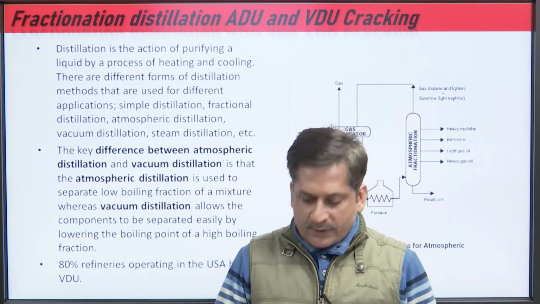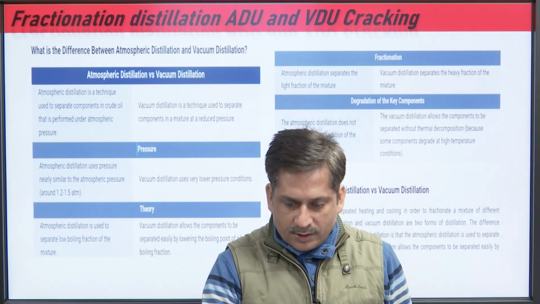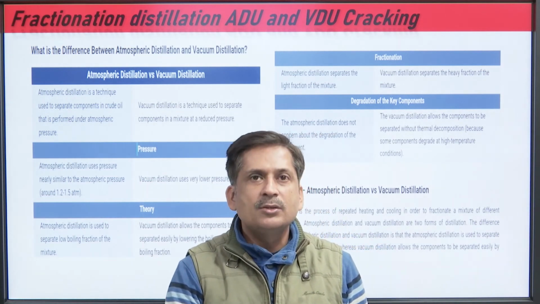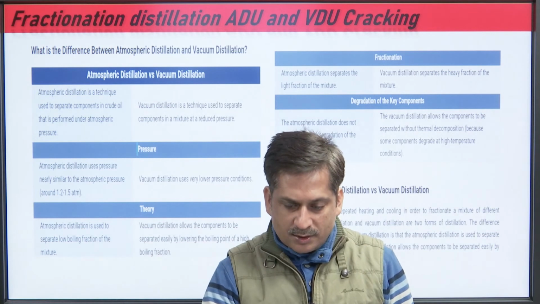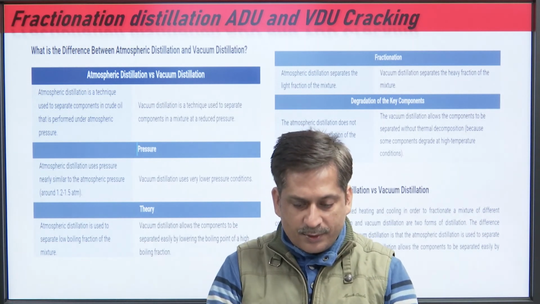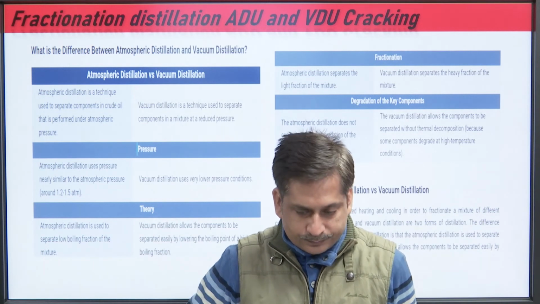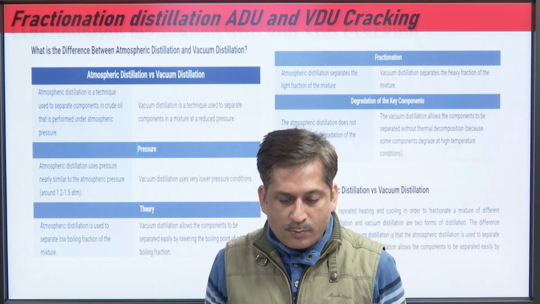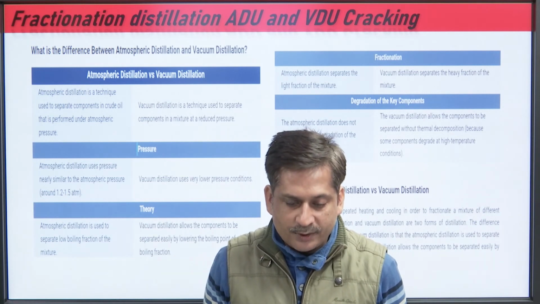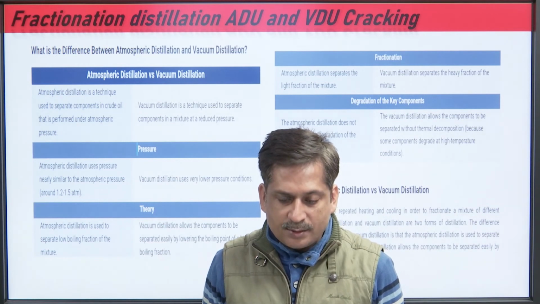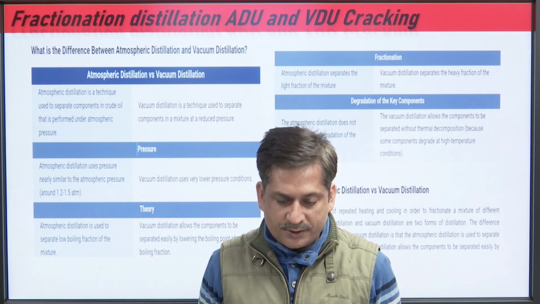So, this is the fractional distillation of ADU and VDU. What is the difference between atmospheric distillation and vacuum distillation? You can see from this slide that atmospheric distillation is a technique used to separate components in crude oil that is performed under atmospheric pressure. Vacuum distillation is a technique used to separate components in a mixture at a reduced pressure.